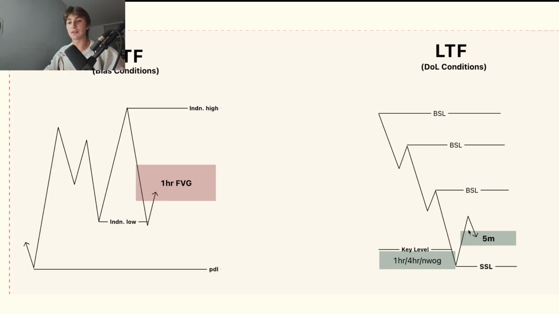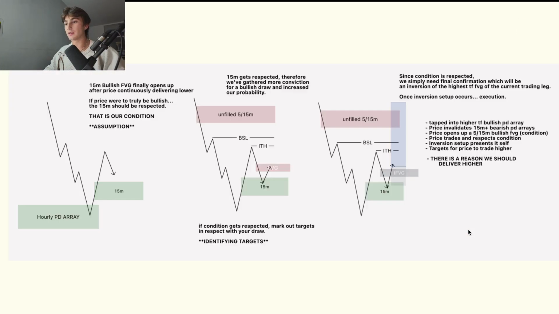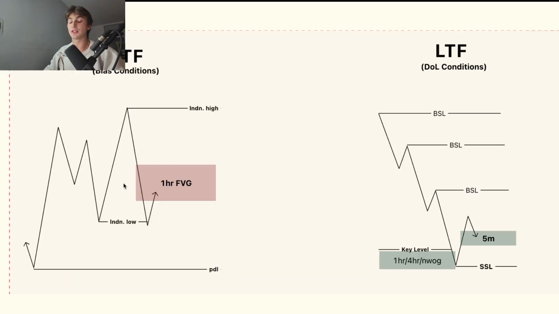And we finally open up that 5 minute, just like I was going over here, right? Hourly PDRA gets hit, and we open up a 15 minute. In this case, we're using a 5 minute. Why? Because we can use a 5 minute or a 15 minute. We open up a 5 minute fair value gap. I have some sell side below as a potential target, but I also have buy side above. So I'm going to use this condition to determine whether or not I want to take longs or shorts.